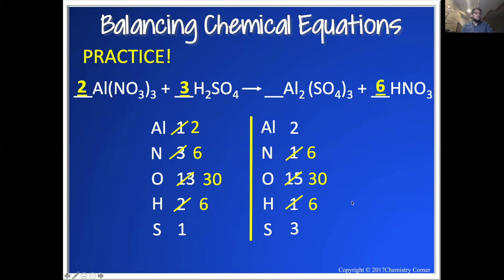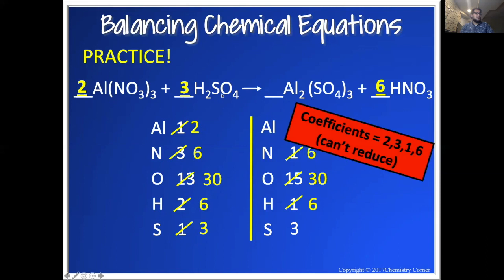I've got 30 on both sides, and then last but not least, my sulfurs are good because I've got 3 times 1 sulfur, and then there's a 1 here, 3 times 1 sulfur. All my elements now are good because they have the same number on the left and on the right for every single element type. So my equation is balanced.